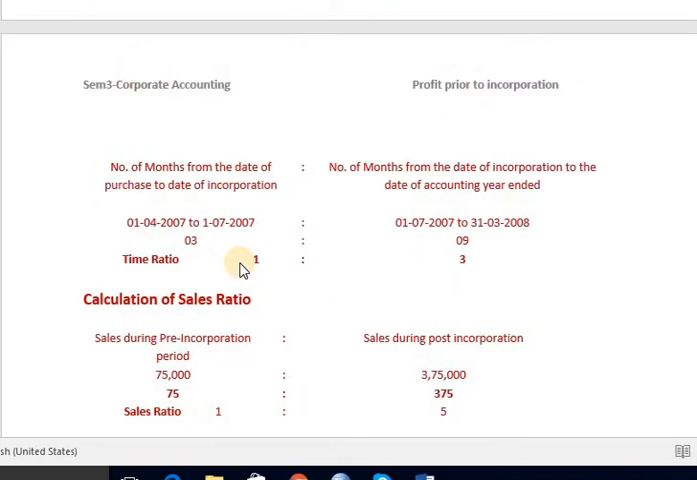Purchase consideration. The business was acquired on 1/4/2007 but incorporated on 1/7/2007. From 1/4/2007 to 1/7/2007 is 3 months, and from 1/7/2007 till the date of closing the books of account, that is 31st March 2008, is 9 months. So the time ratio will be 3:9, which is 1:3.